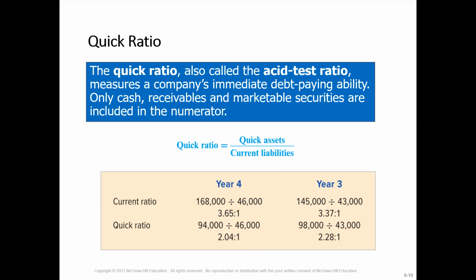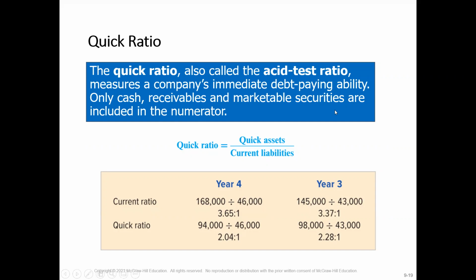And that cash, receivables and marketable securities. So we'd have to call everyone with accounts receivable and say, hey, pay us. Pay us right now. We need the money. So that is our quick assets. Again, cash, receivables, marketable securities. Those are the only certain current assets that are what are called quick assets.